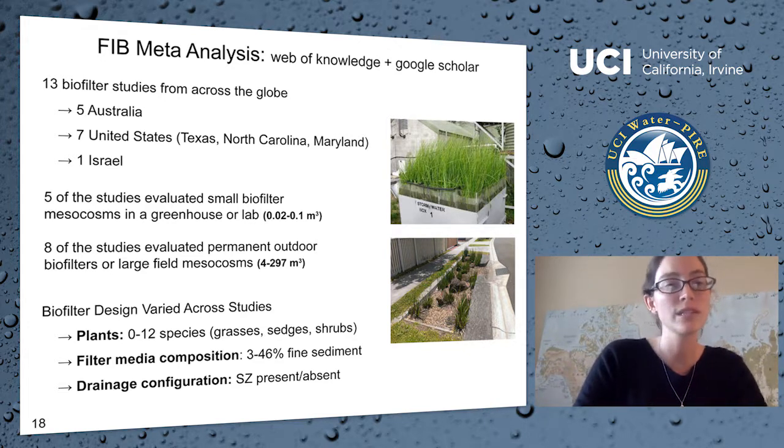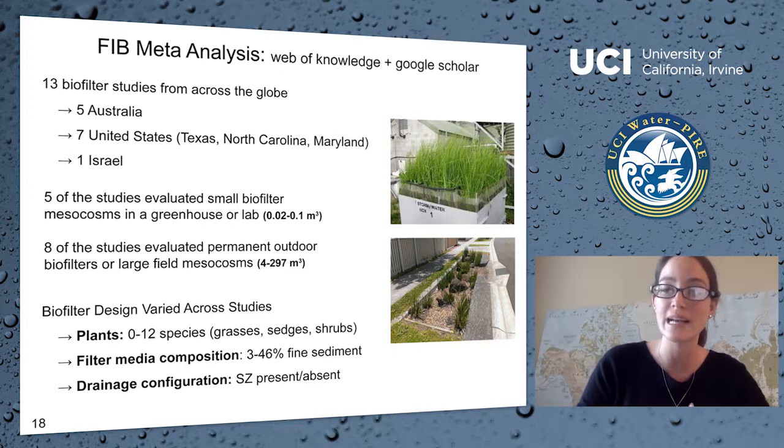Five of these were from Australia, 7 from the United States, including Texas, North Carolina, and Maryland, and 1 from Israel. Regarding the spatial scope of these studies, 5 of them were evaluating small biofilter mesocosms in a greenhouse or a lab, and 8 were looking at more permanent outdoor biofilters or large field mesocosms. And it's important to point out that the biofilter design varied widely across studies, because of course in order to look at the effects of different design arrangements, we need to have that variability.